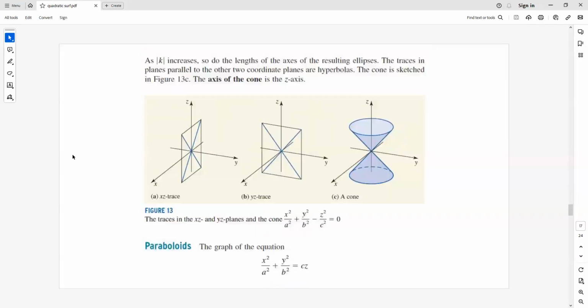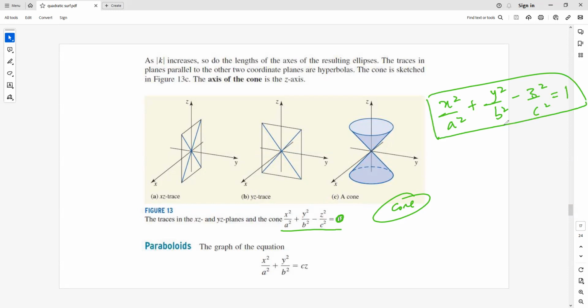Okay, now let's see some more surfaces. The equation of a cone is somewhat similar to the equation of a hyperboloid of one sheet, but here we have 0 on the right side. For the hyperboloid of one sheet, it was x squared over a squared plus y squared over b squared minus z squared over c squared equals 1. But for the cone, the right side is 0. That is the only difference.